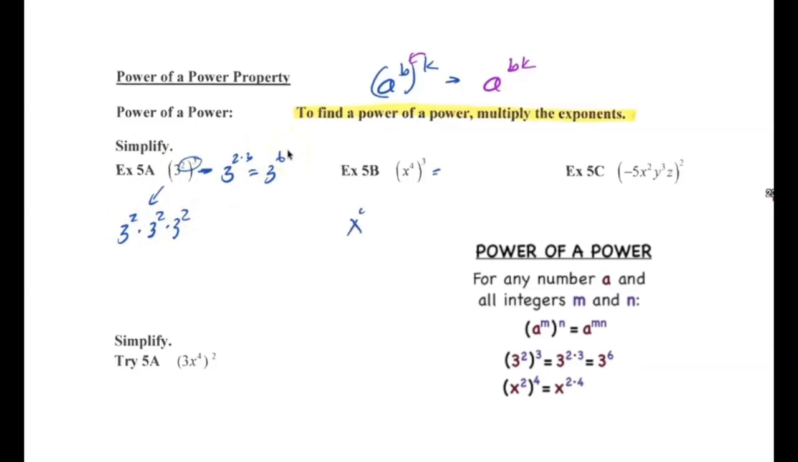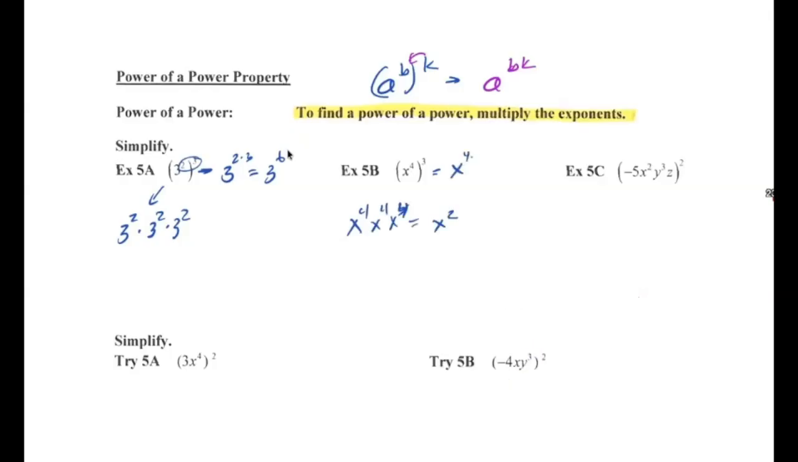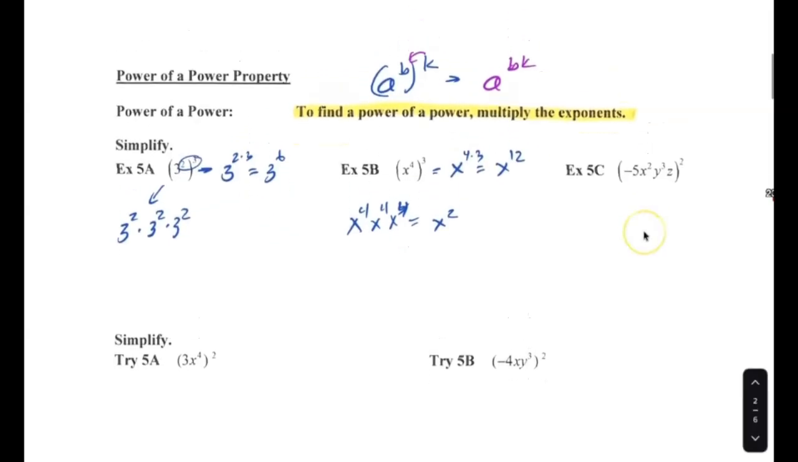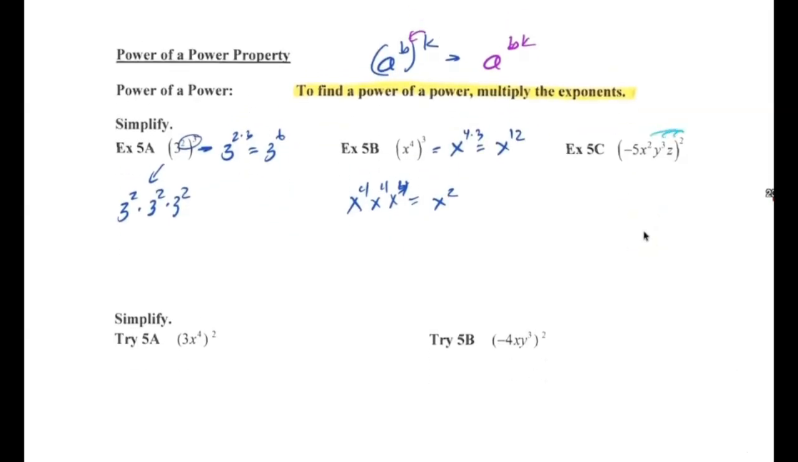You can either add x to the 4th 3 times, and then add them all up, and you get x to the 12th. Or you can just multiply. That's why we multiply. So we don't have to add up many things together. So that's the basic rule here. In this case, same idea that 2 is going to go to every single one.